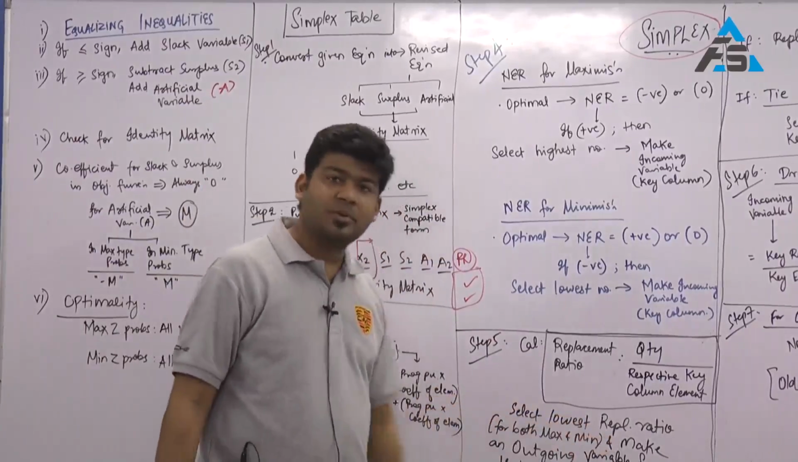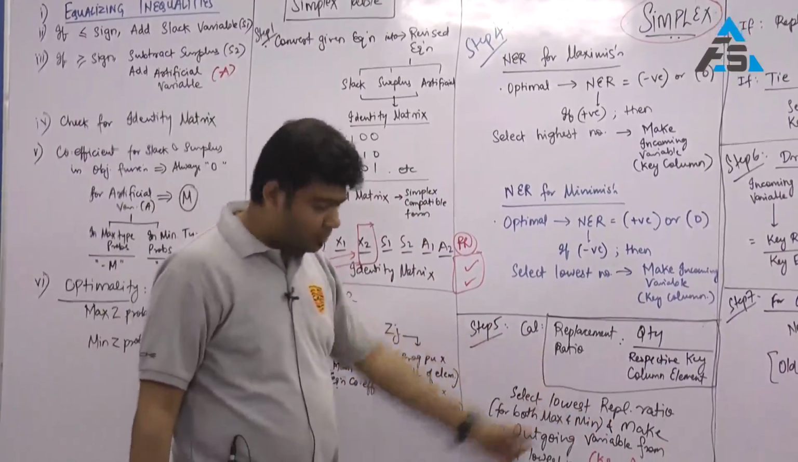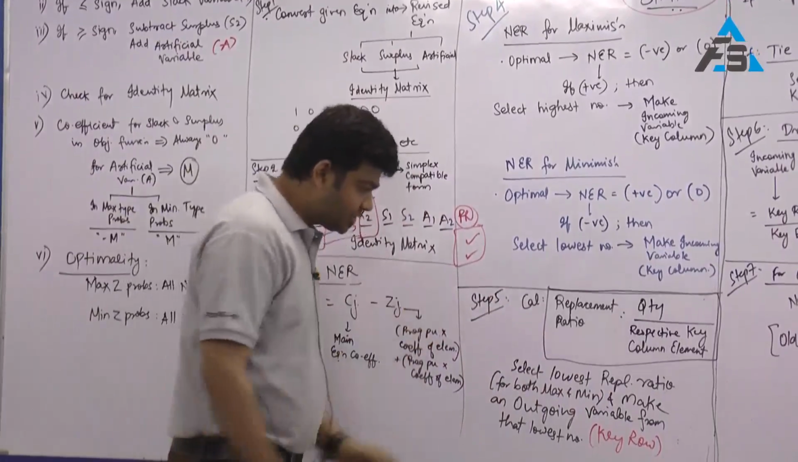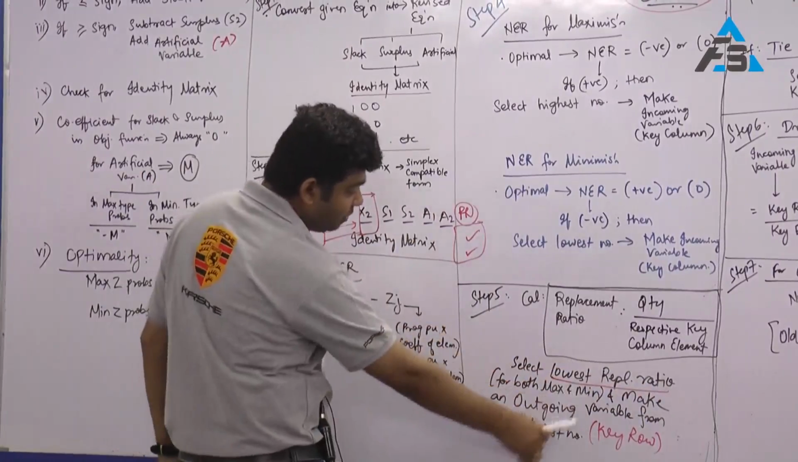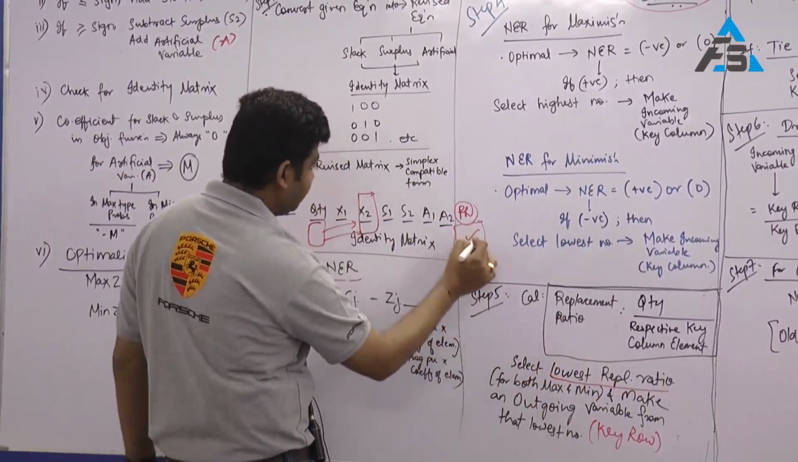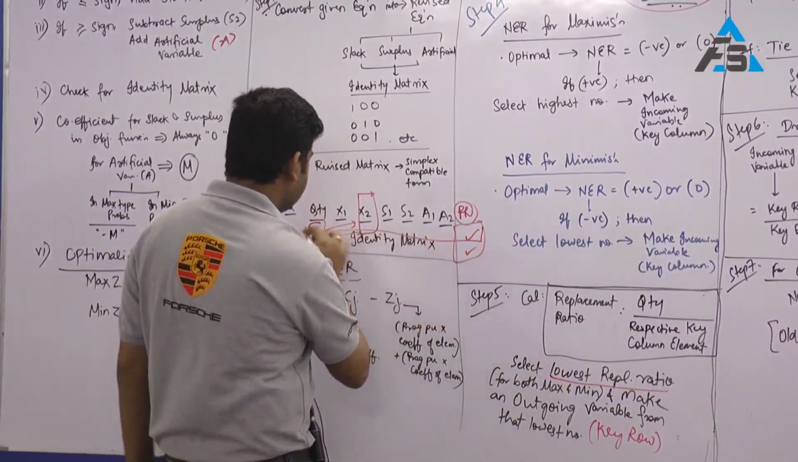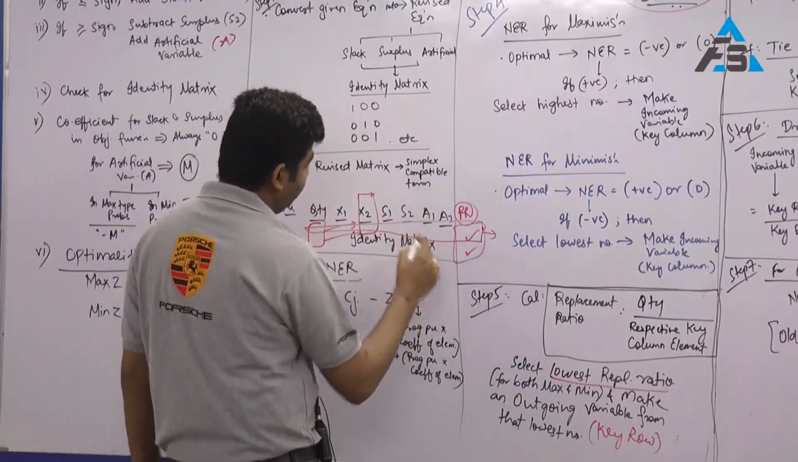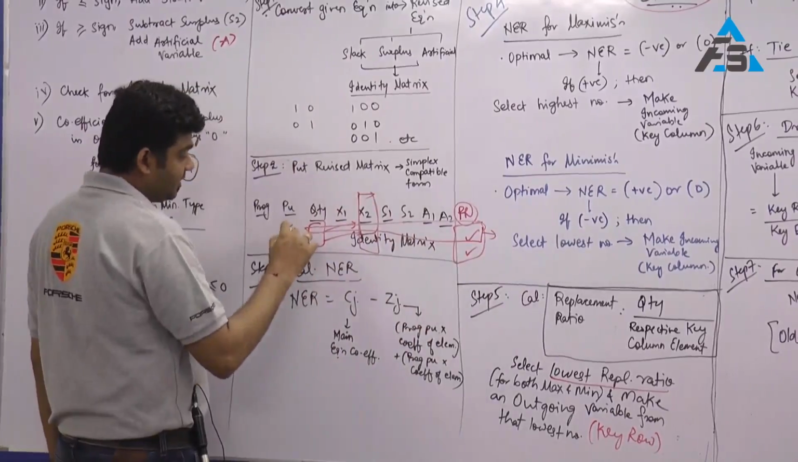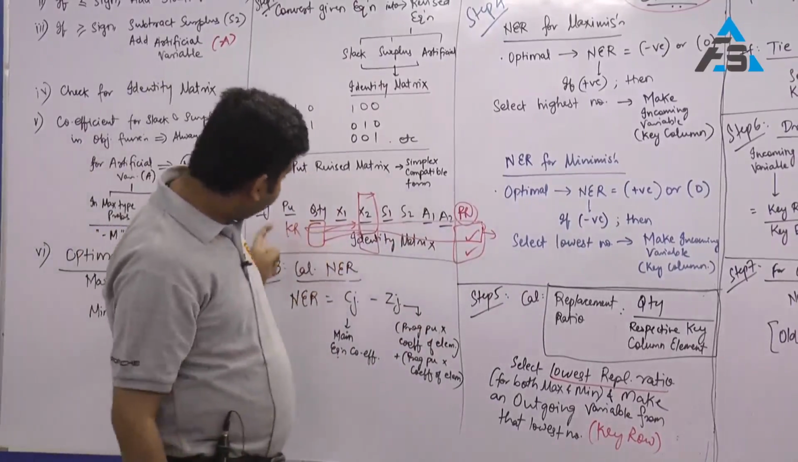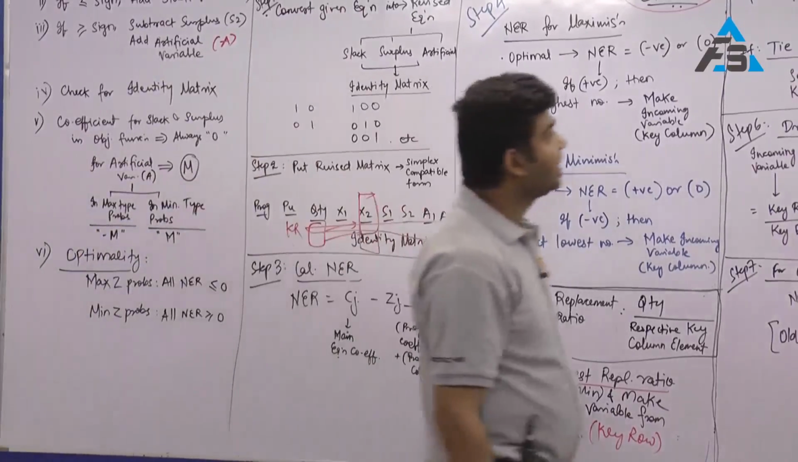Either it can be a maximization type problem or a minimization type problem. You still have to select the lowest replacement ratio and make an outgoing variable from that lowest number. So suppose this is the lowest number, this becomes your outgoing variable. So here this is my key column, and this becomes my key row, which is the lowest RR.